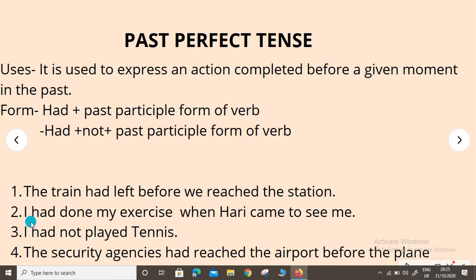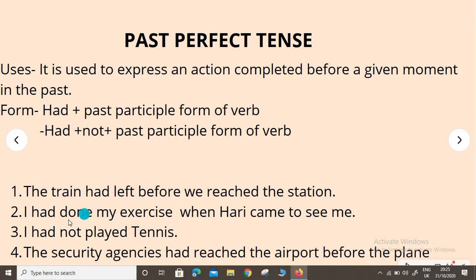Let us take a look at the other examples. I had done my exercise when Hari came to see me. So there are two actions. I was doing my exercise and Hari came to see me. But what had happened? I had already done my exercise when Hari came to see me.